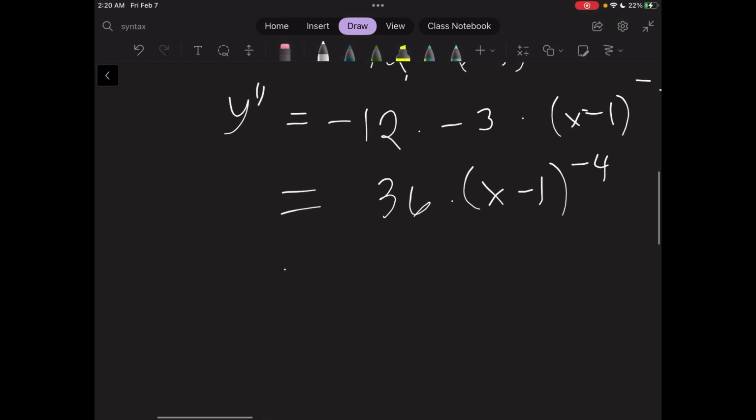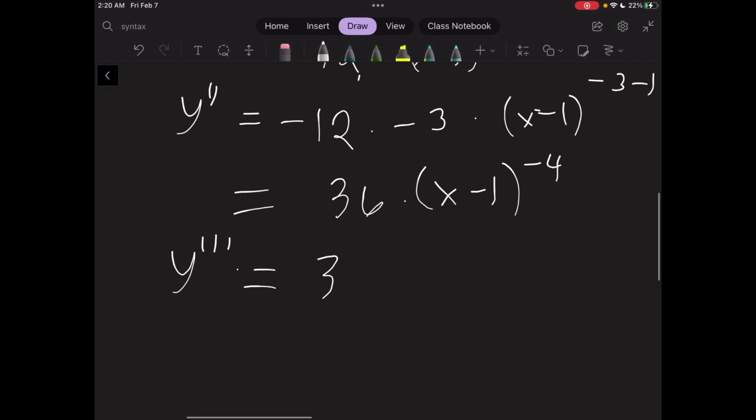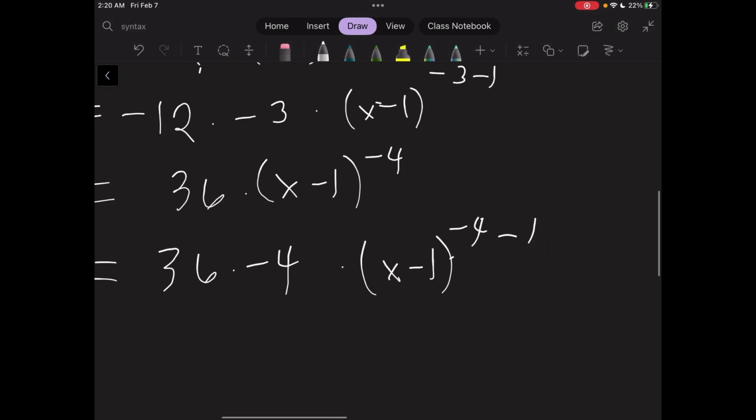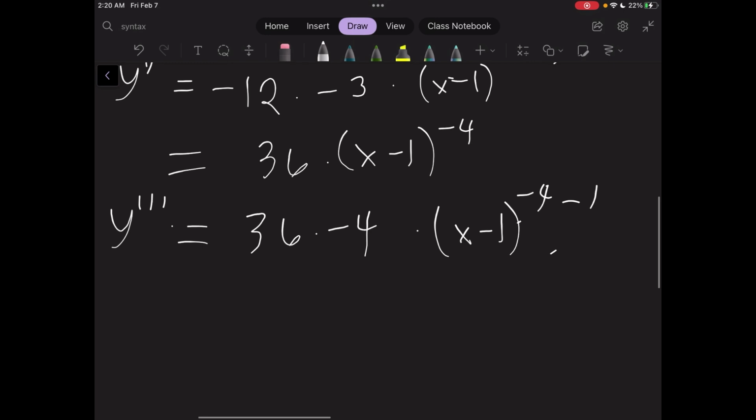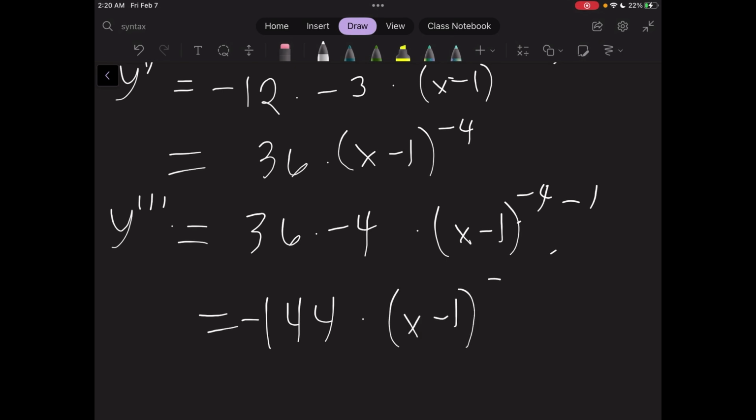Meanwhile, for our third derivative, same process: 36 times negative 4 times x minus 1 raised to negative 4 minus 1, general power formula, which is now equal to negative 144 times x minus 1 raised to negative 5.